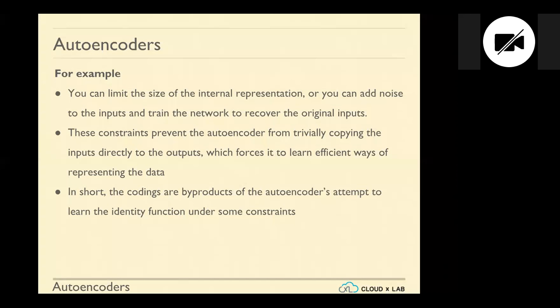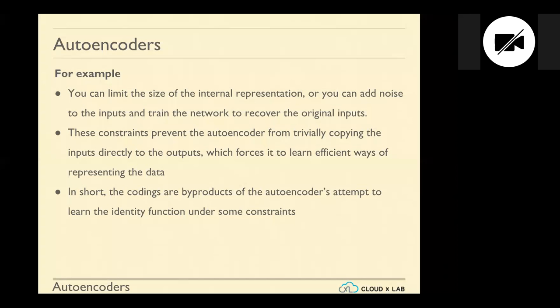In short, the codings are byproducts of the autoencoder's attempt to learn the identity function under constraint. Though we are feeding the input and output the same thing, in this neural network the input data as well as output data is the same thing. It needs to figure out the output from the same input data.